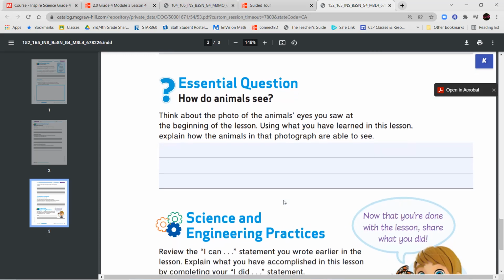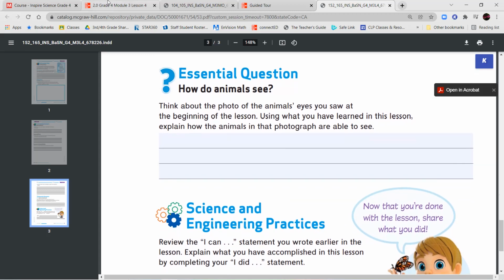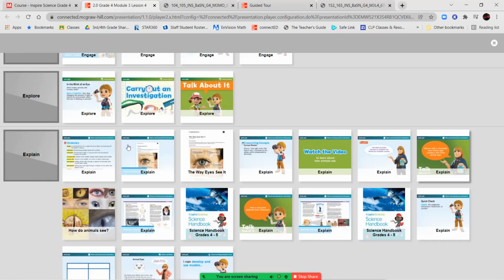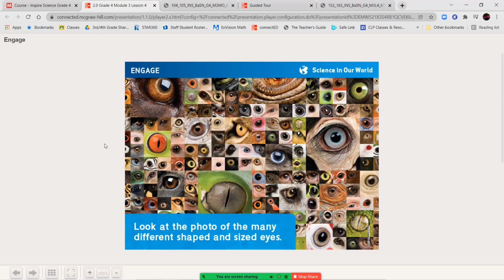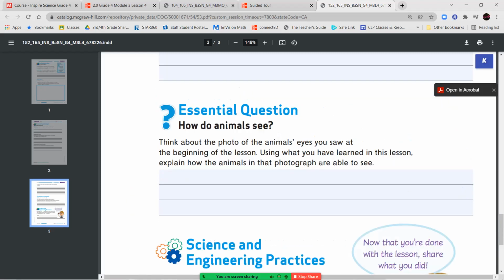And then you're going to answer your essential question. Think about the photo of the animal eyes that you saw at the beginning of this lesson. Use what you've learned in this lesson to explain how the animal eyes in the photograph are able to see. And I can take you back quickly to show you that picture. And that was this image right here. So you can go back and review this picture in order to answer that question. And then you don't need to complete the I did statement.